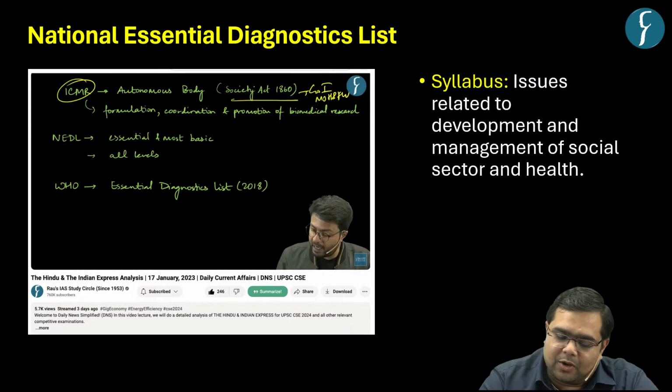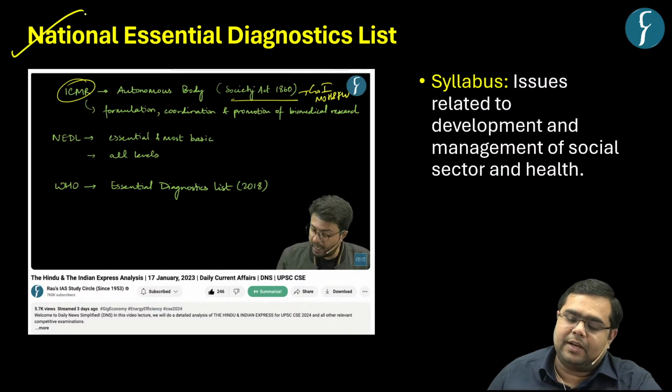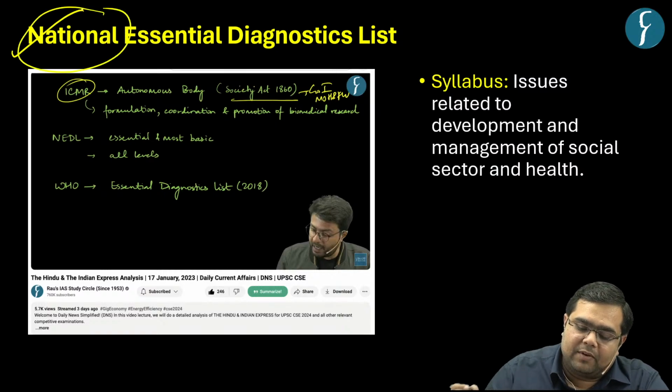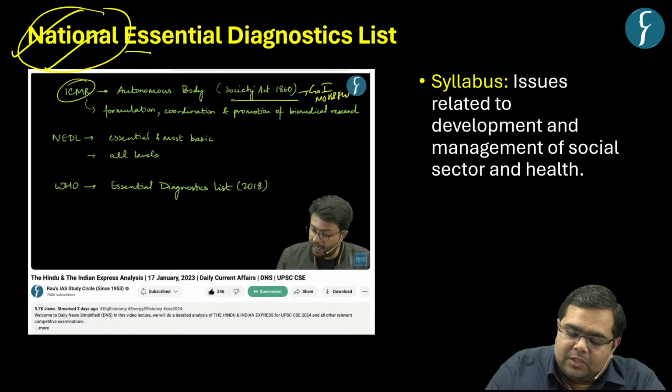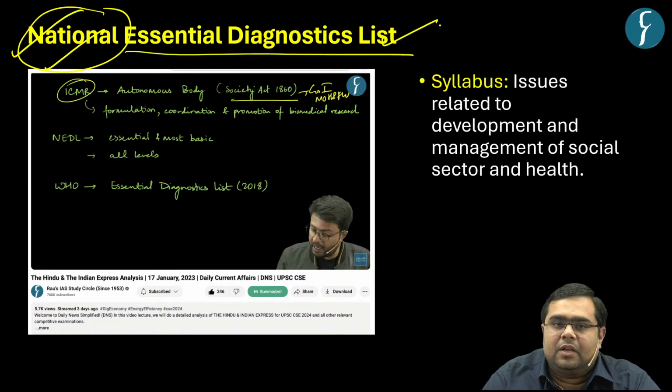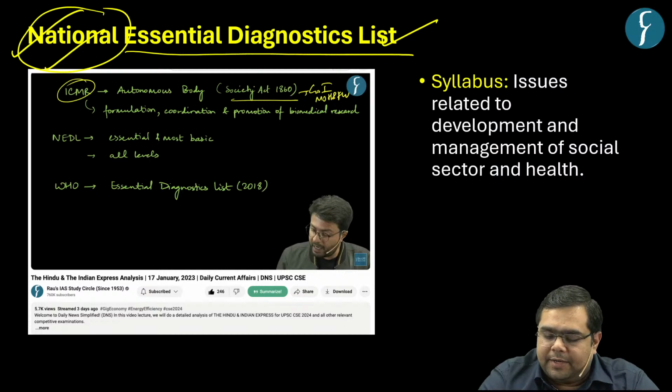Now coming back to the topic, the first one is the National Essential Diagnostics List. The key keywords here: it is a national list, so there must be some institution that makes this list, or an ultimate controlling and responsible authority for it. The second is Essential Diagnostics List. By diagnostics, we mean that before providing any kind of prescription, the first step in identifying any disease is the diagnostics, right?